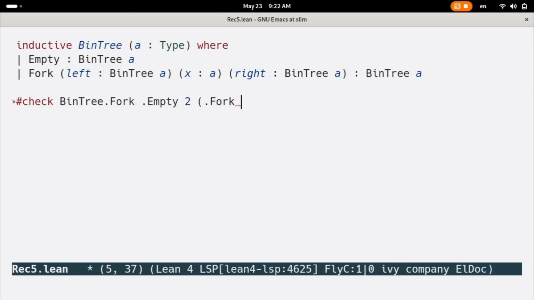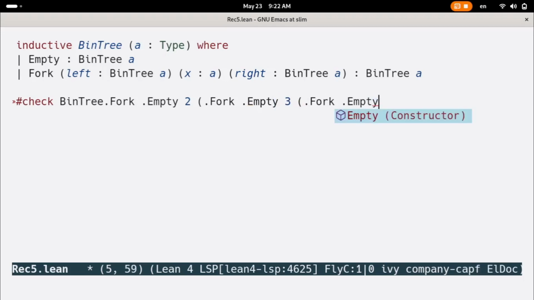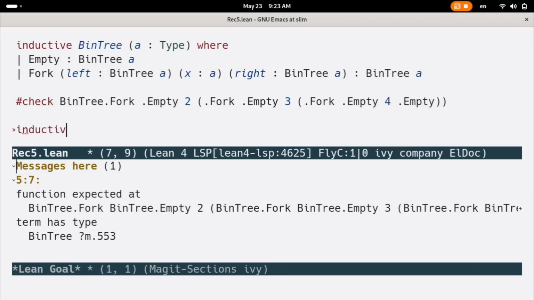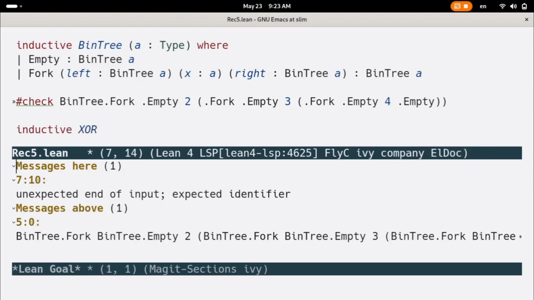So here I construct a tree where the left subtree is empty, the root node contains data 2, and the right subtree is recursively a binary tree where the root contains 3, the left is empty, and the right subtree is a single node that contains 4.